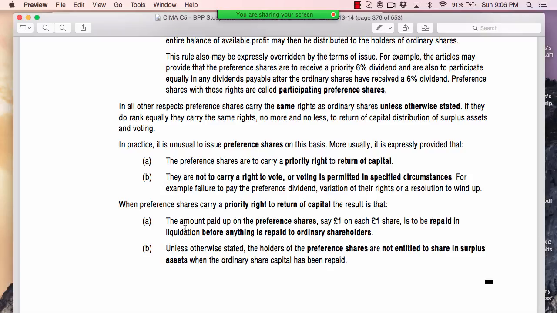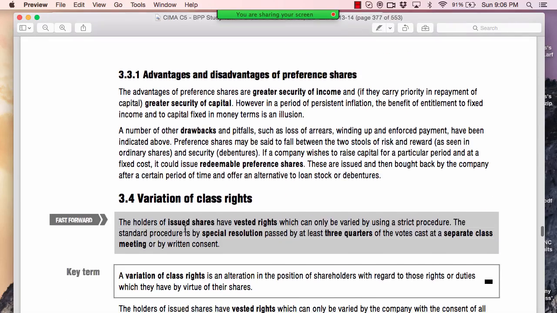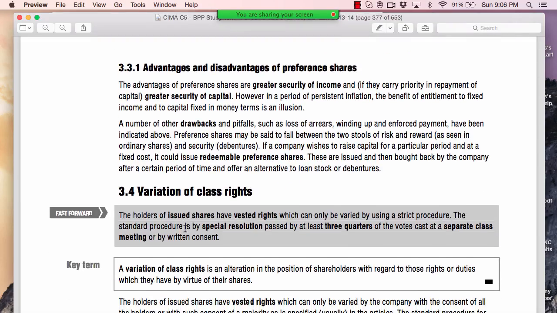Now, priority right, they have, I think this is a repetition a little bit. The advantages and disadvantages. So what do you think the advantages are in this case? What do you think? I'm just reading. Advantages of preference shares. What do you think? You can read it and tell it to me in your own words.